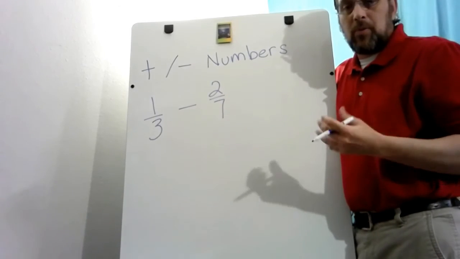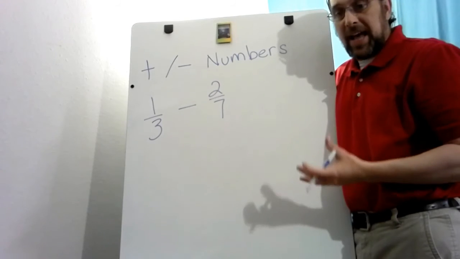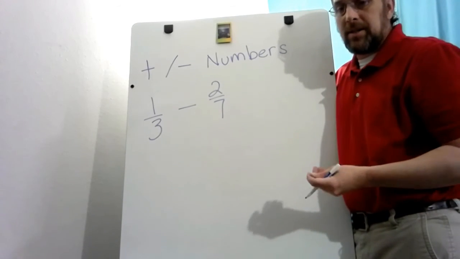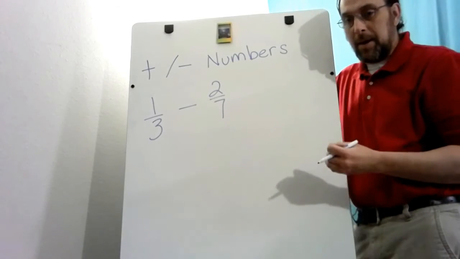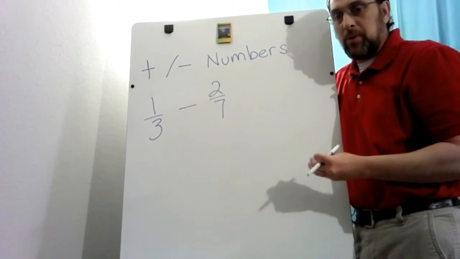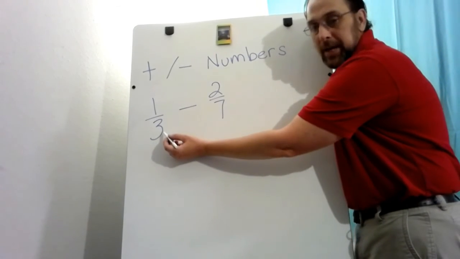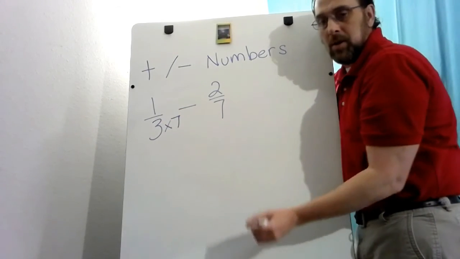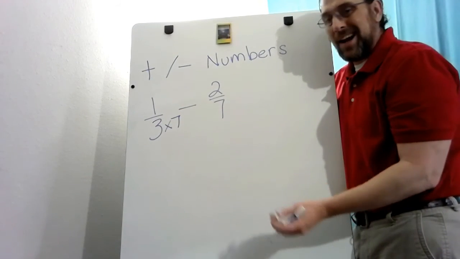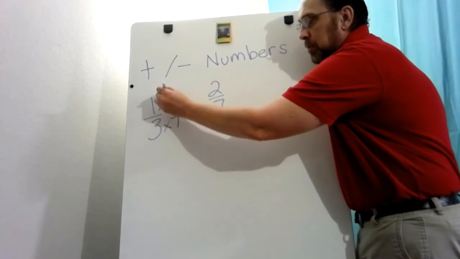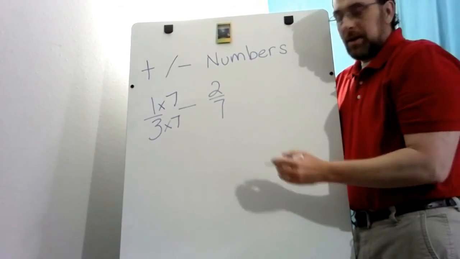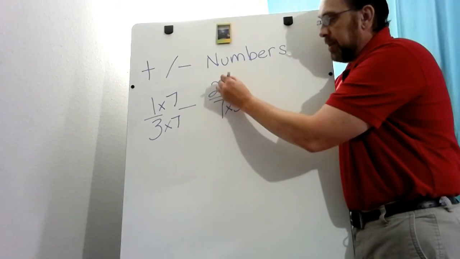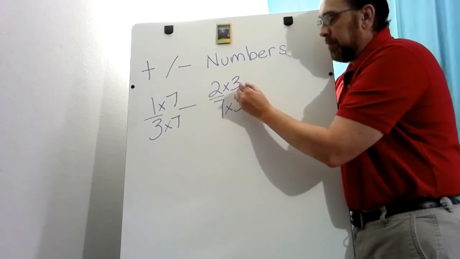Okay, ladies and gentlemen, we're going to subtract the same fraction that we just added. I already learned after going through the addition process that the number that both these denominators have in common is 21. Then how do I make 3 into 21? I multiply it by 7. Whatever I do to the denominator, I have to do the same thing to the numerator. How do I make 7 21? I multiply by 3. Therefore, I have to multiply the top by 3.